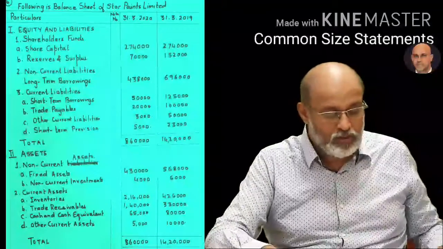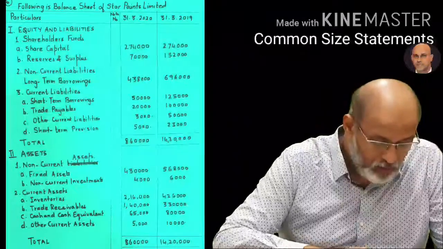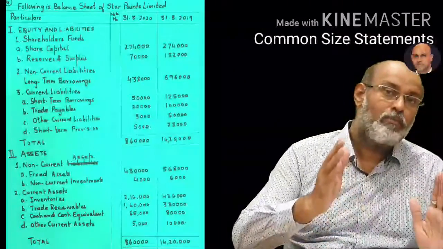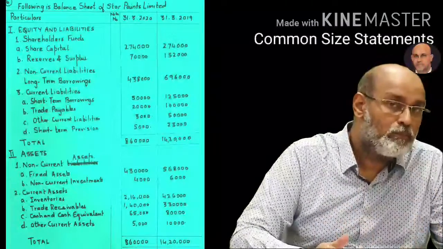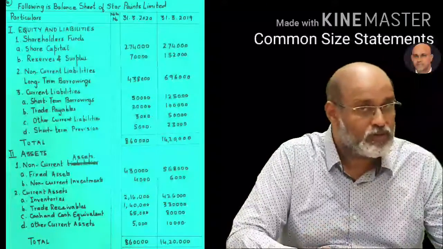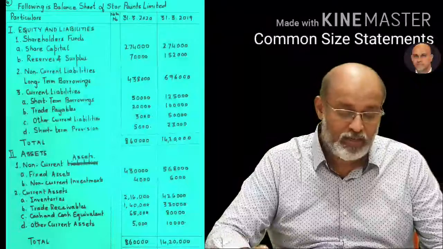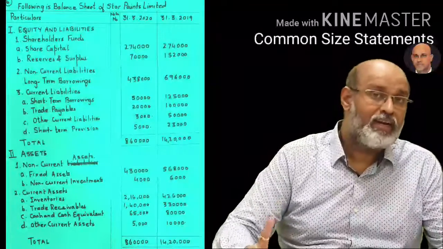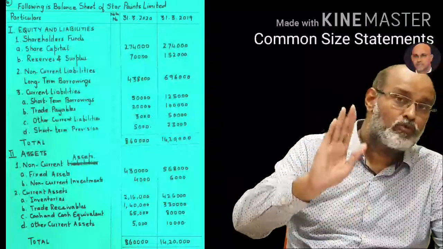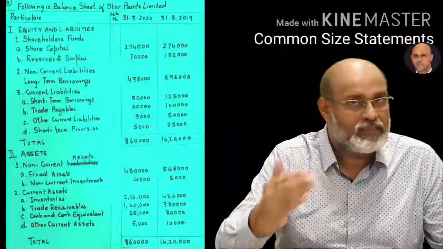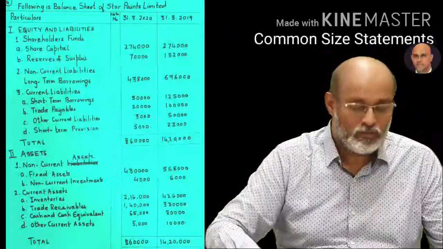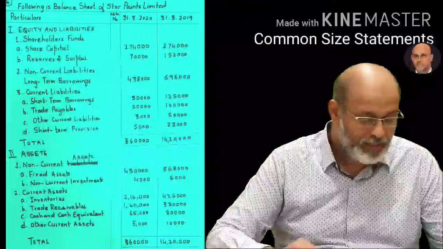Now let us go to this particular sum where the figures are put in such a way that the current year's figure is put first and the previous year is put next. So we have to rearrange this whole thing and write down the figures of 2019 first and then write down the figures of 2020.